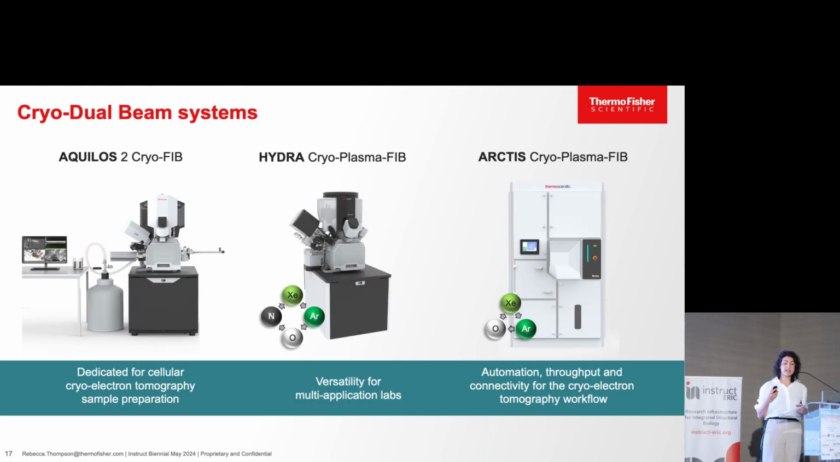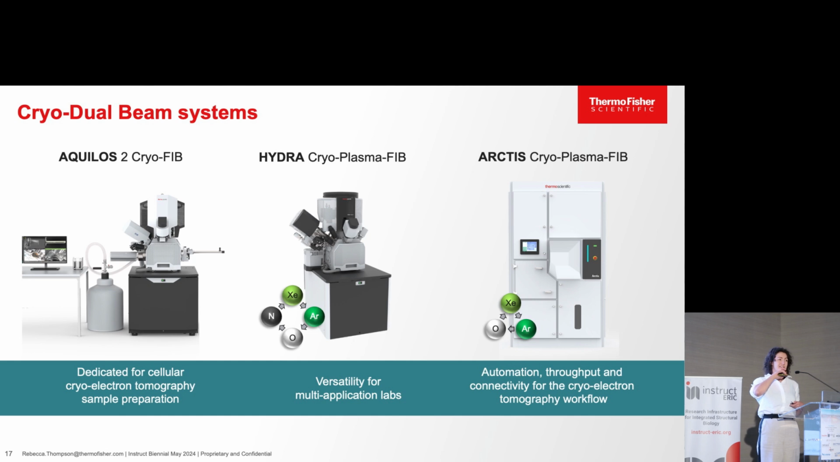The tool of choice for this is a dual beam instrument. This is a scanning electron microscope with a gallium or plasma ion beam, which allows us to mill and ablate our specimen. Thermo Fisher offers 3 flavours of dual beam, and I'd be happy to talk in detail for anyone who's interested. But I wanted to show you some examples of the kind of data which these instruments can produce.